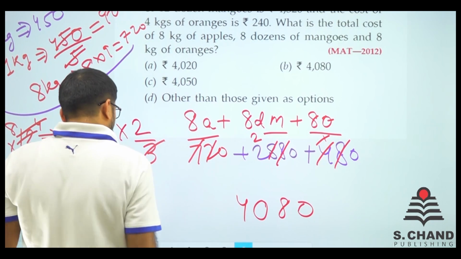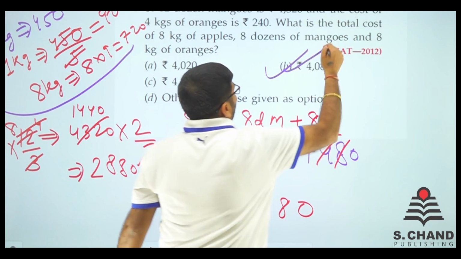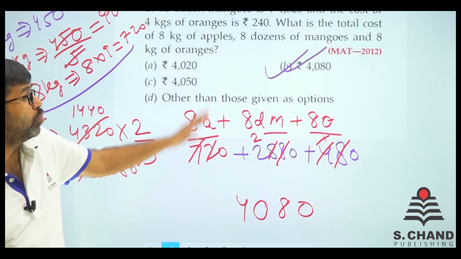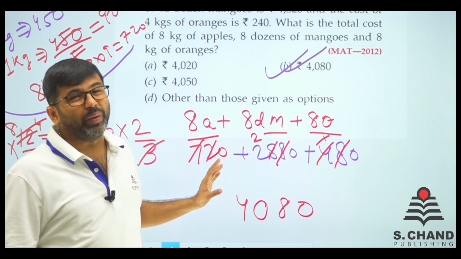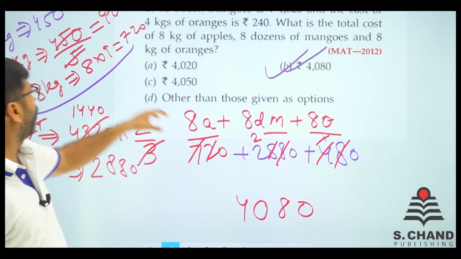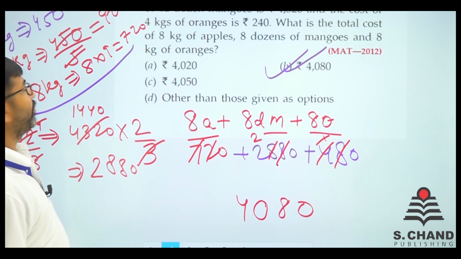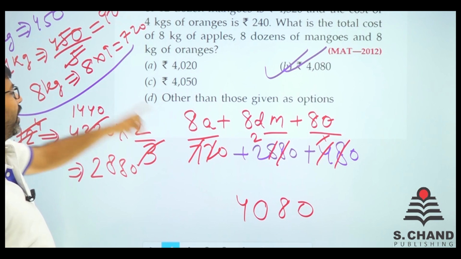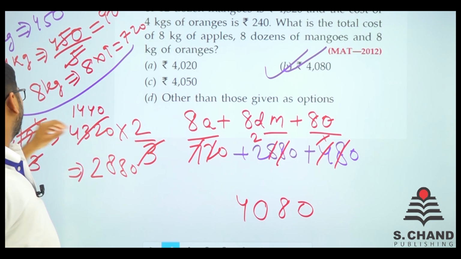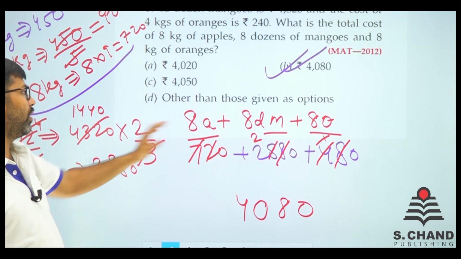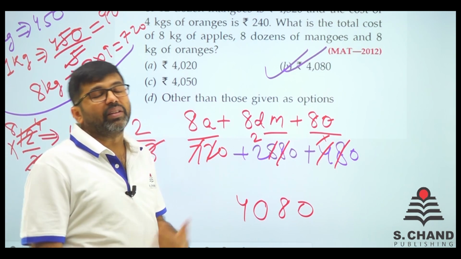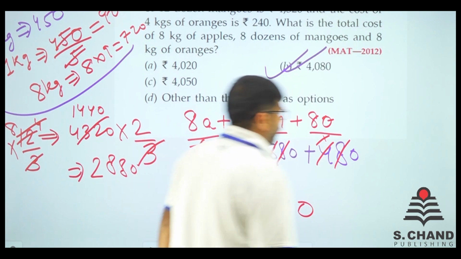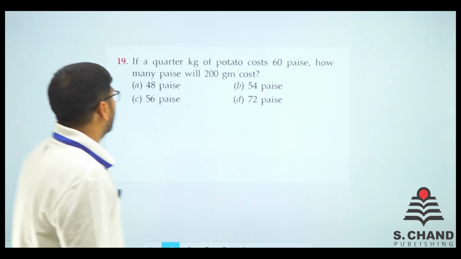Is there any option like this? There is one option like this. MAT 2012 question, right? But very simple way I have done. I just found what is 8 kg apple. We were given 5 kgs, 8 kgs we found. We were given 12 dozen, we got 8 dozen. We were given 4 kilograms of orange, just double it, it is 8 kilograms of orange. Let's move on to the next question.